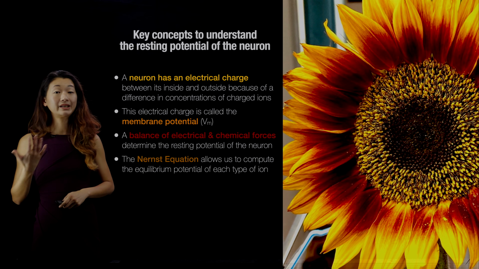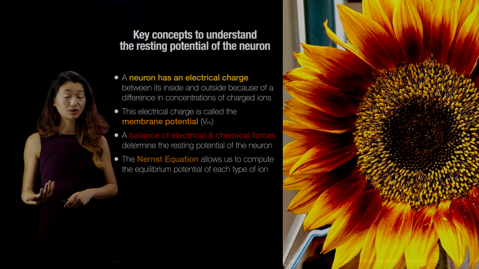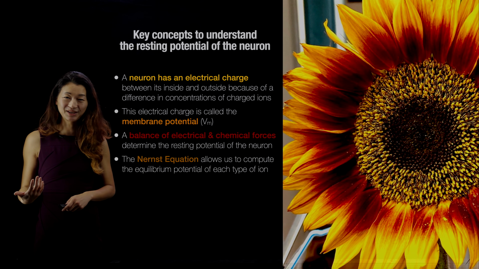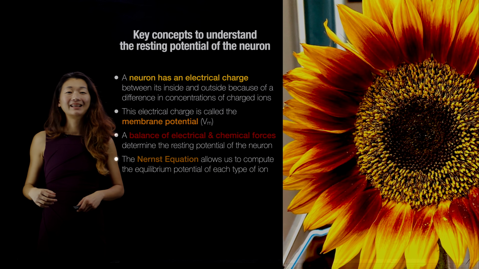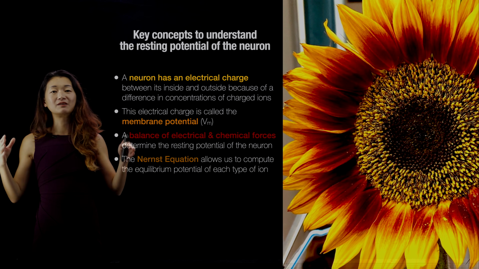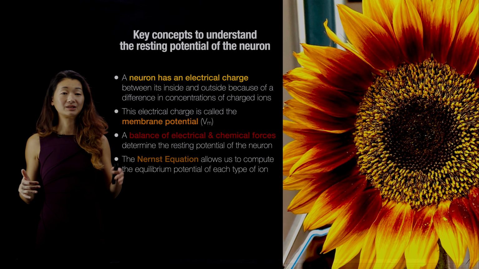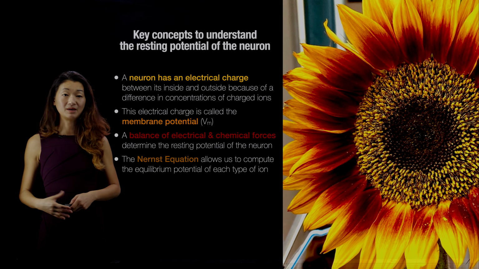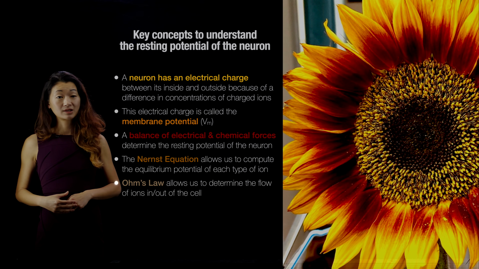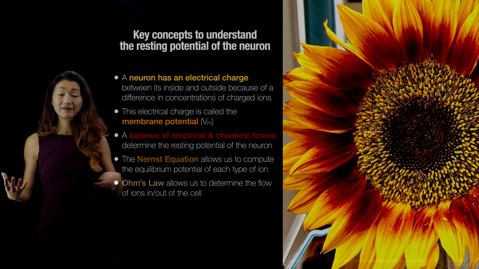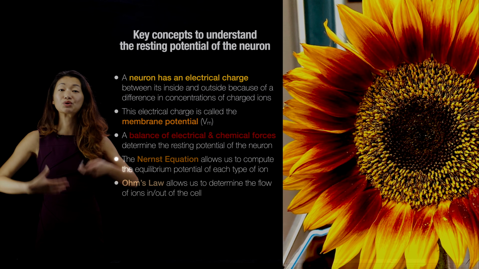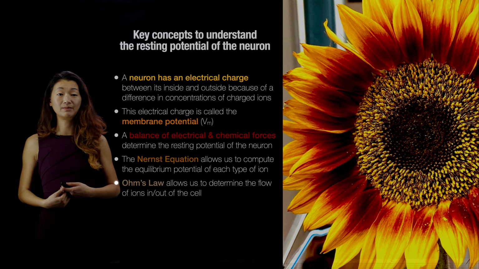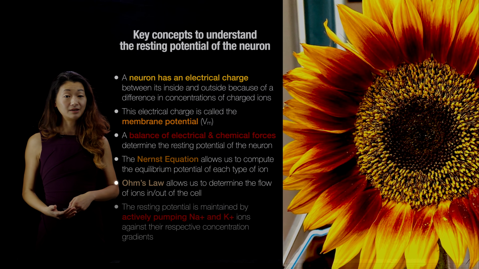To determine the point at which they balance, we use the Nernst equation, or the slightly more complicated Goldman-Hodgkin-Katz equation, which is related to the Nernst equation, and it allows us to compute quantitatively in terms of units of voltage what is the equilibrium potential either for one type of ion or for a mixture of ions that are of different permeability. We then talked about Ohm's law as a way of allowing us to determine the flow of ions in and out of the cell, right? We can intuit what happens from the Nernst equation by saying things should be coming in or coming out. Ohm's law allows us to determine how much the ions are going in and out of the cell.